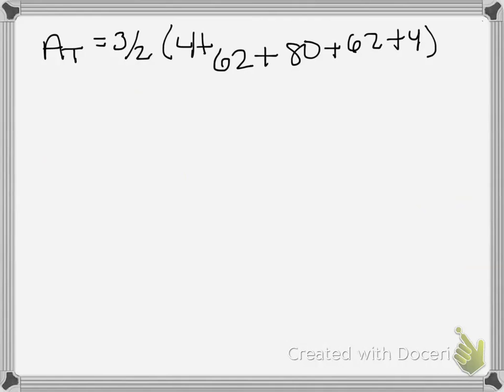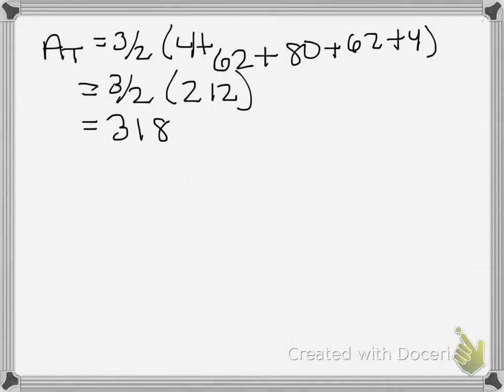Okay, so now let's add this all up. That's 3/2 times, add everything together, 212. Multiply that by 3/2 and you get 318. We would have units squared. So now my question to you, is this area under or over the true area?